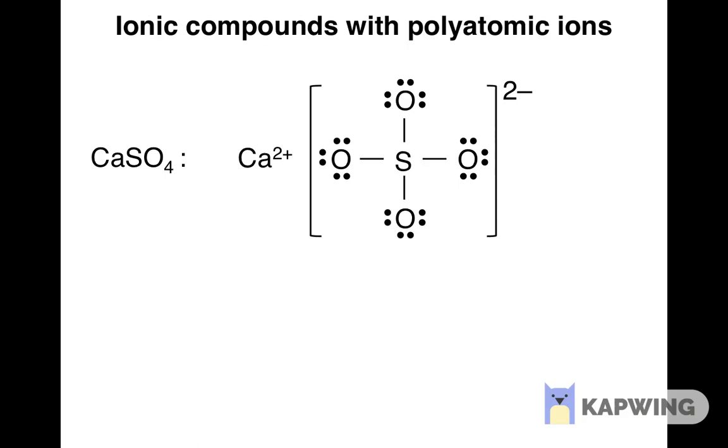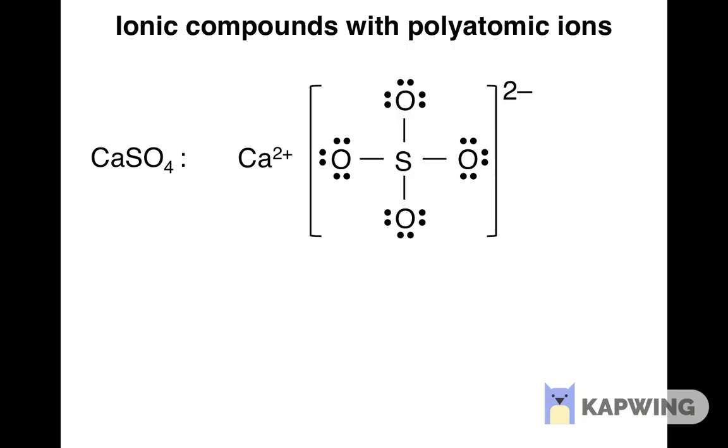To write the Lewis dot structure of an ionic compound that contains a polyatomic ion, first write the Lewis dot structure of the polyatomic ion, as you would for a molecular compound. Then use this ion in the Lewis dot structure of the compound as you would normally do for an ionic compound, indicating the charges of all ions that form it. For instance, the Lewis dot structure of calcium sulfate is shown on the slide.